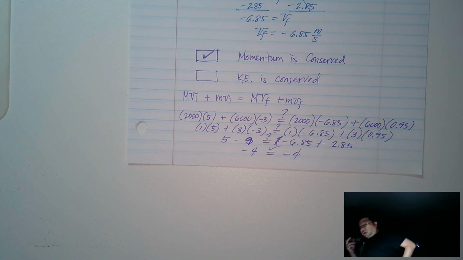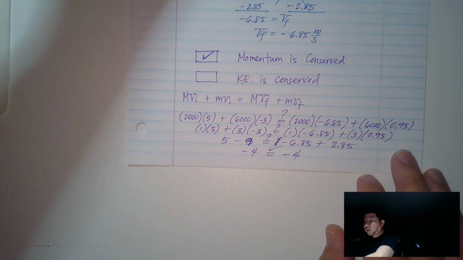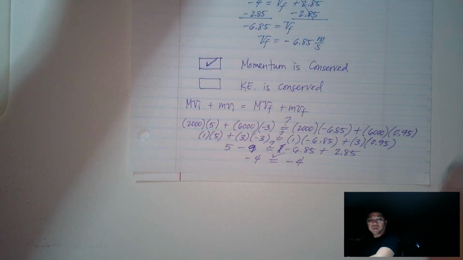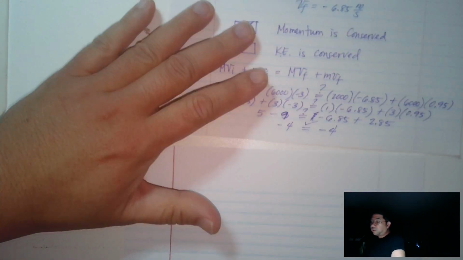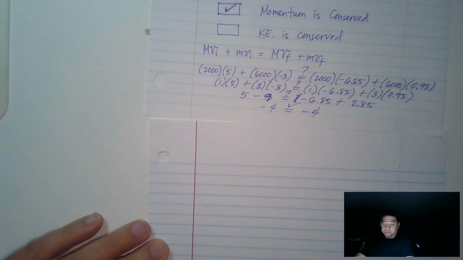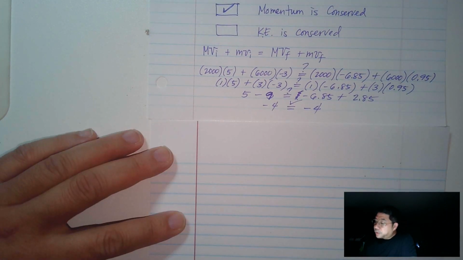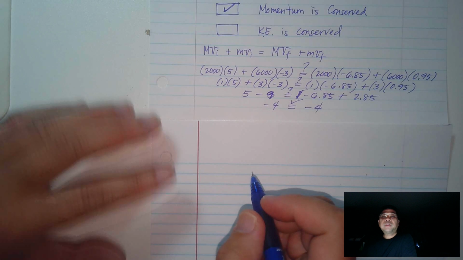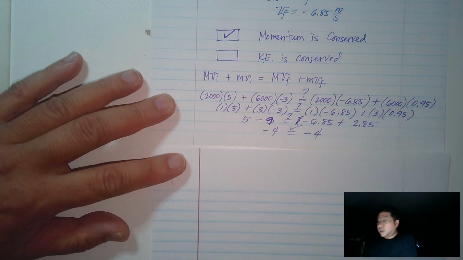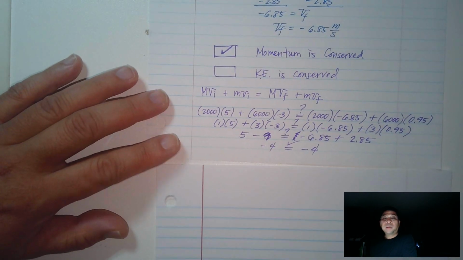Okay. Now, what do we know about conservation of momentum? Every time there is a collision, momentum is always conserved. So now let's move on to the next process, and that is to figure out if the kinetic energy is conserved or not. So let's find out. Okay, so let's solve it.